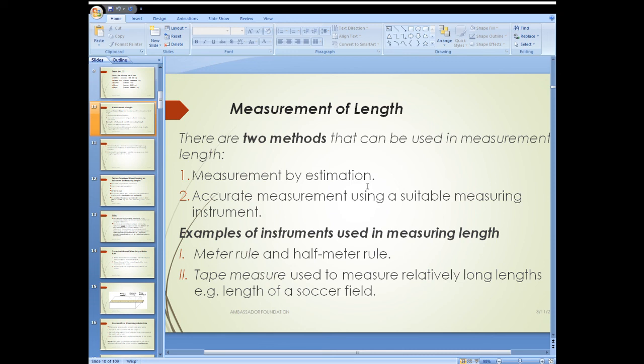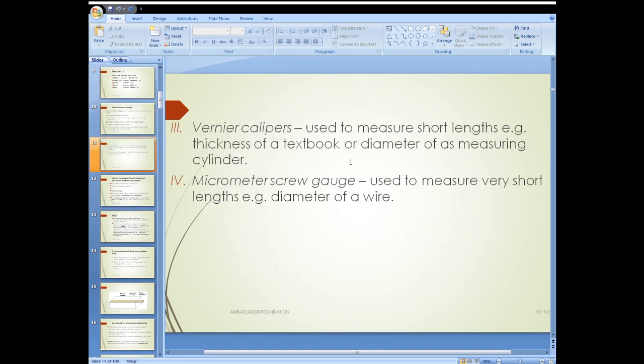We have the meter rule and a half meter rule. We have the tape measure. A tape measure is used to measure very long lengths, for example, if you want to measure the length of a soccer field. Then we have vernier calipers, used to measure a short length, e.g. the thickness of a textbook or the diameter of a measuring cylinder. We have the micrometer screw gauge, used to measure a very short length, e.g. the diameter of a wire. So those are the 4 of them.